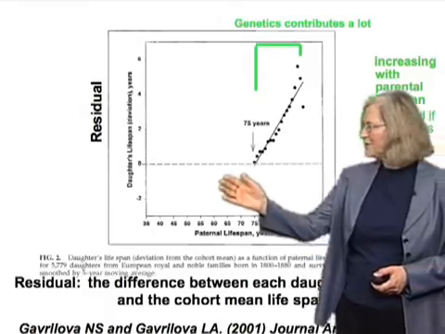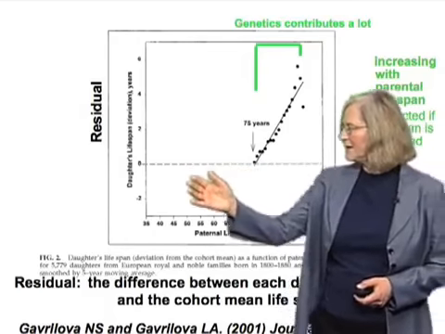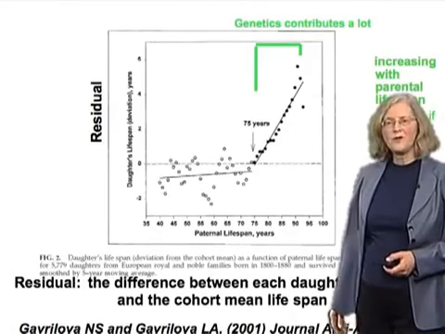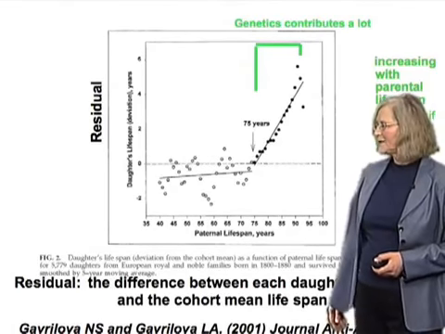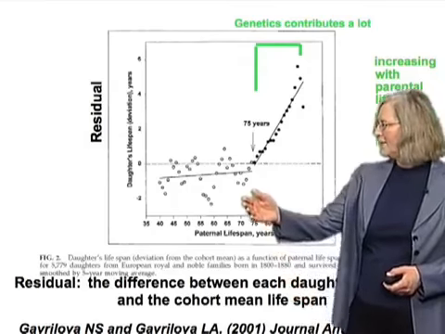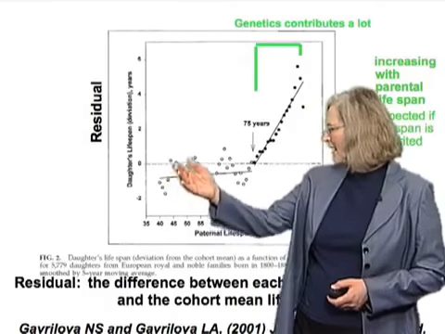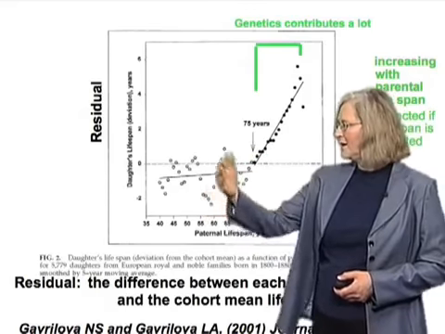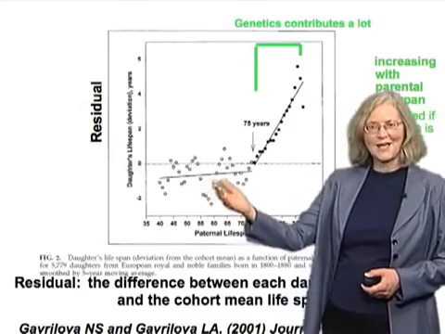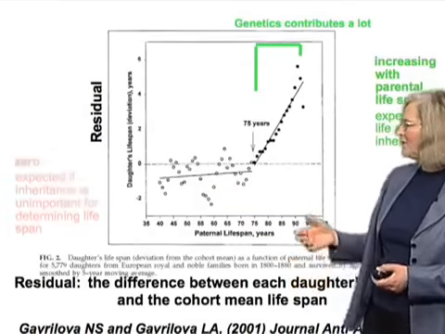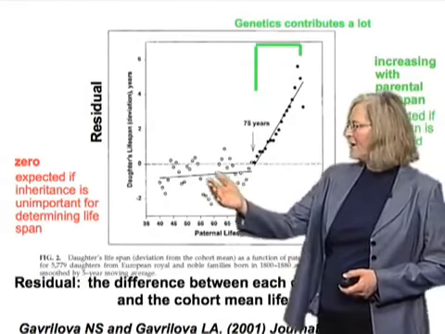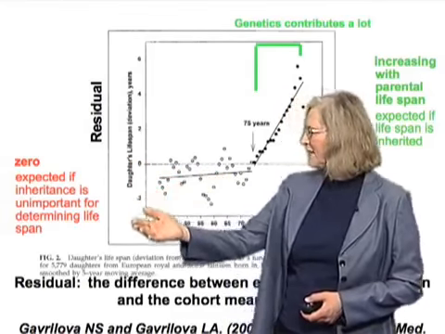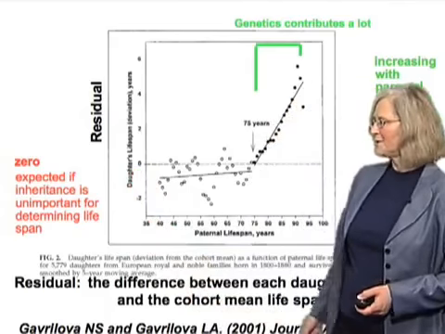But what about all the fathers who didn't live to be 75, who lived to be less? There, the relationship was very random. So in other words, it made little difference whether your father had a lifespan of 40 or your father had a lifespan of 70 years to what your lifespan, the daughter's lifespan, was. So in other words, mathematically, this function around 0 is what's expected if inheritance is unimportant.